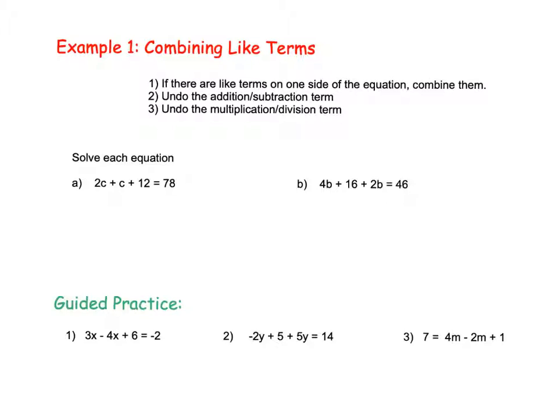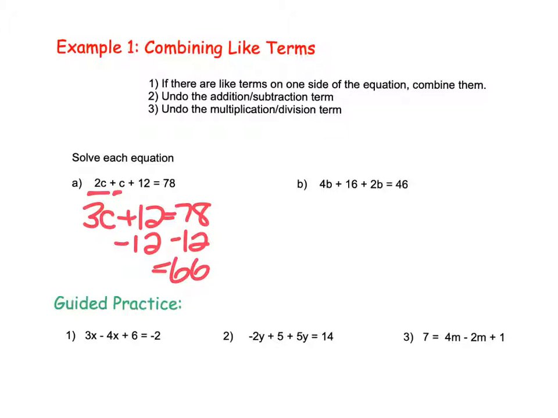So for letter A, you see that you have a 2c plus c. So go ahead and combine those like terms first, giving you 3c when you add them together. Rewrite the rest of your equation, and then you can see it becomes a two-step equation. So go ahead and undo that added subtracted term first. So that means that adding of 12, you need to take away 12 from both sides, giving you a 66 on the right and a 3c on the left. And then when you divide to undo that multiplication, you're going to end up with c equals 22.